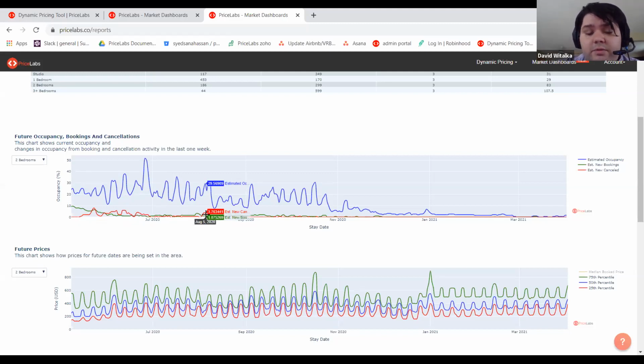Doing some digging, we found that that corresponds to a fashion week in Nashville, which is kind of interesting. It hasn't been canceled yet, but people are starting to cancel their trips for it. Similarly, on July 31st and August 1st, I started to see some more new bookings. So the occupancy for this date, you would expect to see go up.